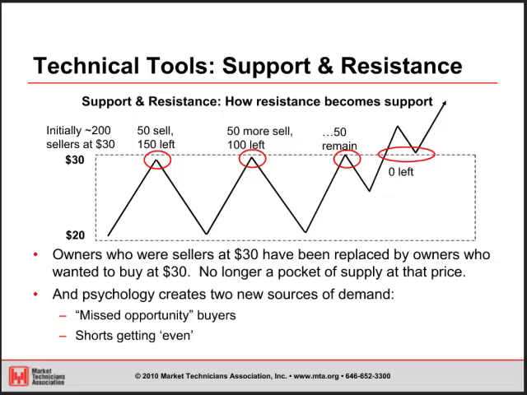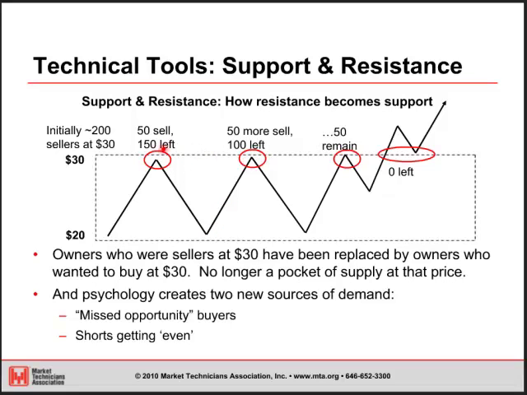So here's one quick example of how resistance becomes support. Let's say we've got a stock that's been trading between $20 and $30. Initially you have 200 people who want to sell this stock at $30. So you get up to $30, 50 of those investors sell it. There's 150 sellers left at that point. But by the time 50 sell, the stock is heading down again. You ran out of buyers, and that 150 didn't get a chance to sell at 30. You come back up.